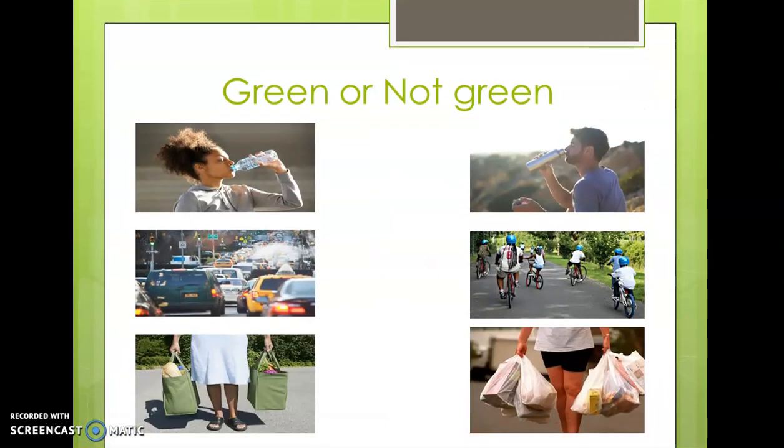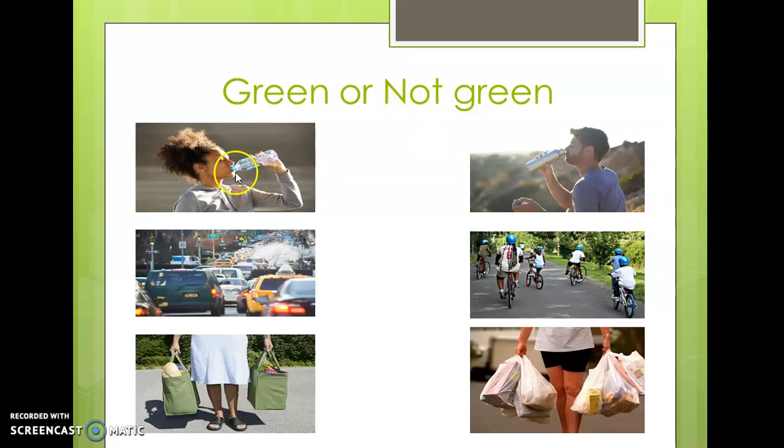So the idea is to practice a little bit with some situations. I have some pictures right here. As you can see, the idea is established like a versus situation. We have green or not green. We are going to analyze the pictures and decide, and we are going to write G for green actions or NG for not green actions.